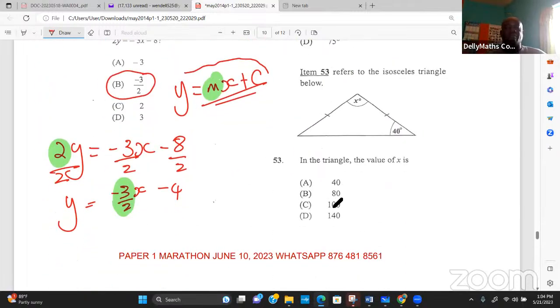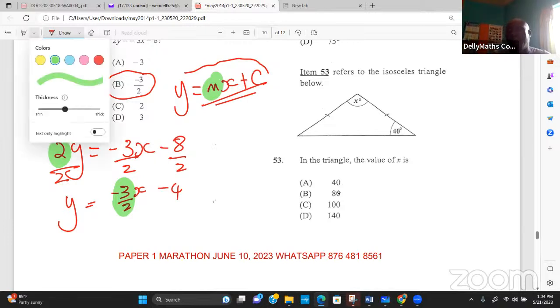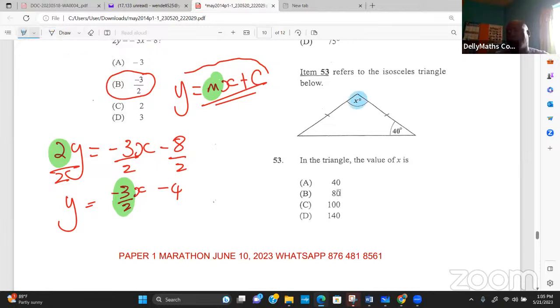All right, let's continue. Item 57 refers to the isosceles triangle below. They want us to find the value of the angle x. Remember that when you have an isosceles triangle, the angle where the equal sides meet is different. That's where they meet, so the angle at x is different.